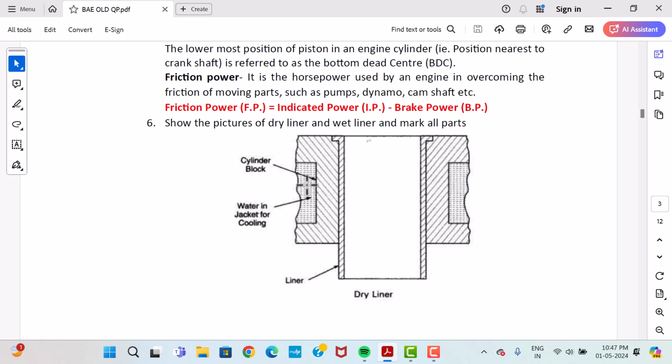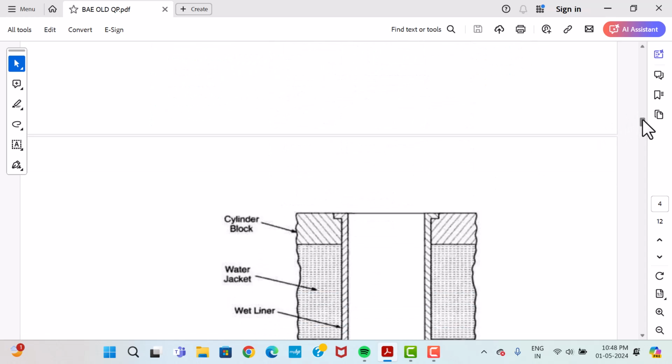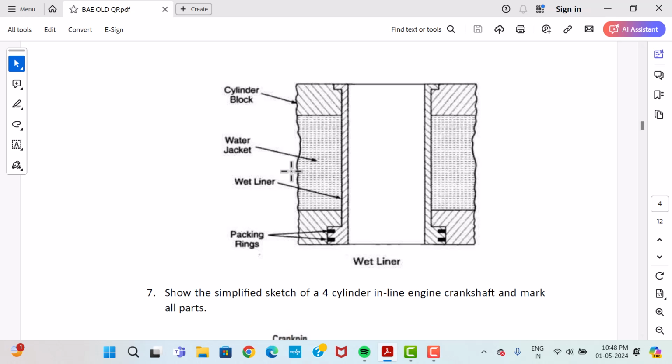There is no direct contact between this water and the liner, so it is called a dry liner. If the water is directly in contact with the liner, then it is called a wet liner. You can see here the figure of the wet liner. Here you can see the water jacket. Here the space is empty, that means it is filled with water, and this water is directly in contact with the liner portion. That is why it is called the wet liner.